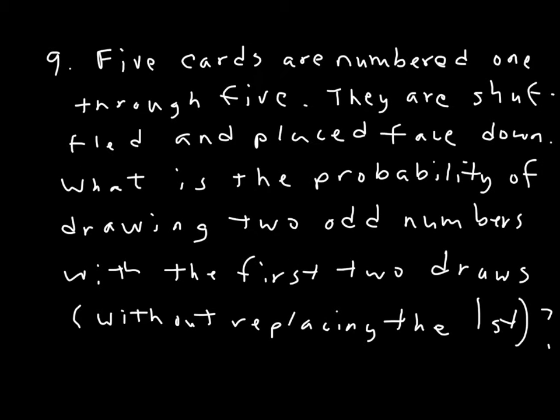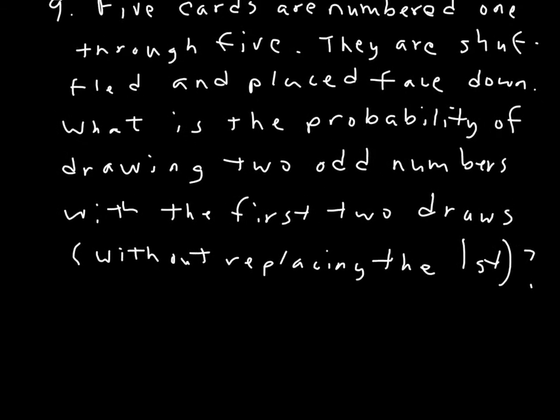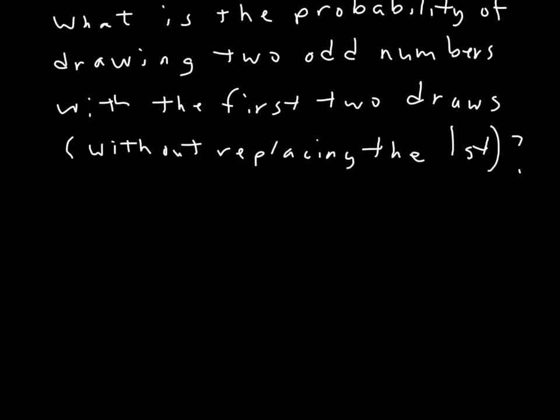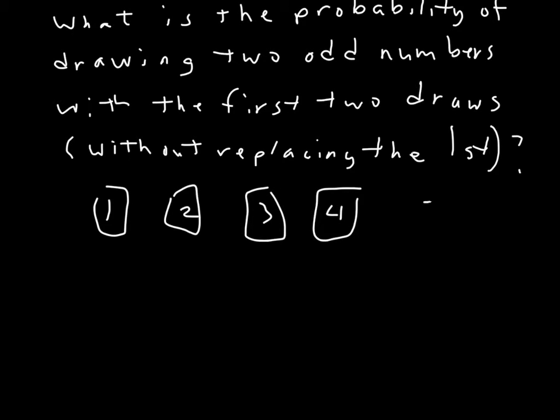Number 9, 5 cards are numbered 1 through 5. They're shuffled and placed face down. What's the probability of drawing 2 odd numbers with the first 2 draws without replacing the first card that you draw? So if we do a little diagram of this, we'd have a 1, a 2, 3, a 4, and a 5. So we're going to draw 2 cards. There's 3 odd numbers. There's the 1, the 3, and the 5. The probability of getting an odd number on the first draw is 3 out of 5.